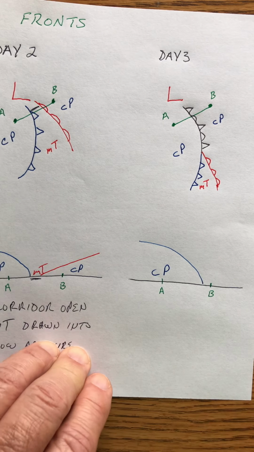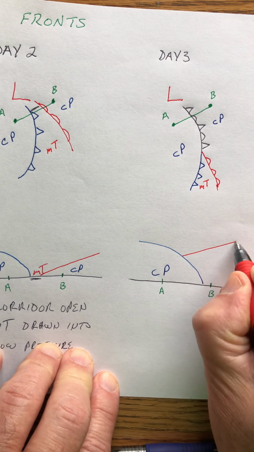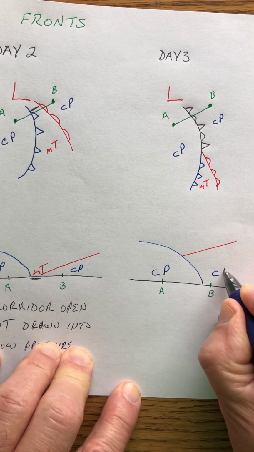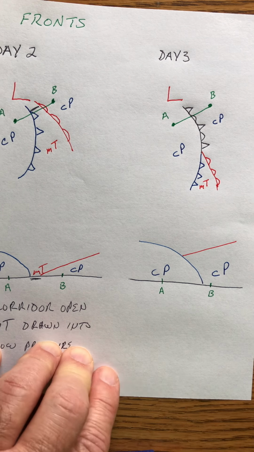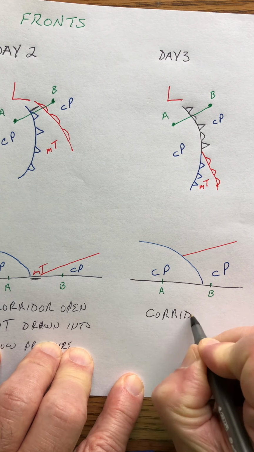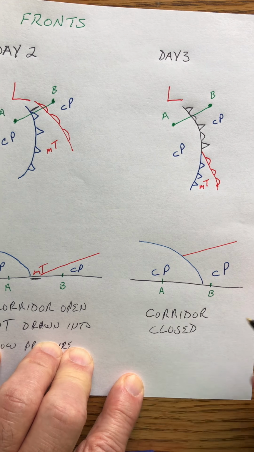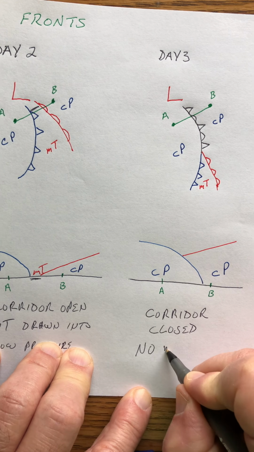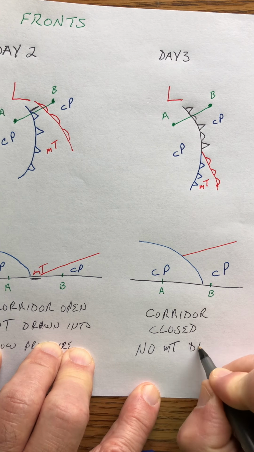So here's your continental polar air. The warm front's been lifted up, and continental polar air here. Okay, so at the surface, the corridor is now closed. And as a result, no maritime tropical air is being drawn into the low pressure.